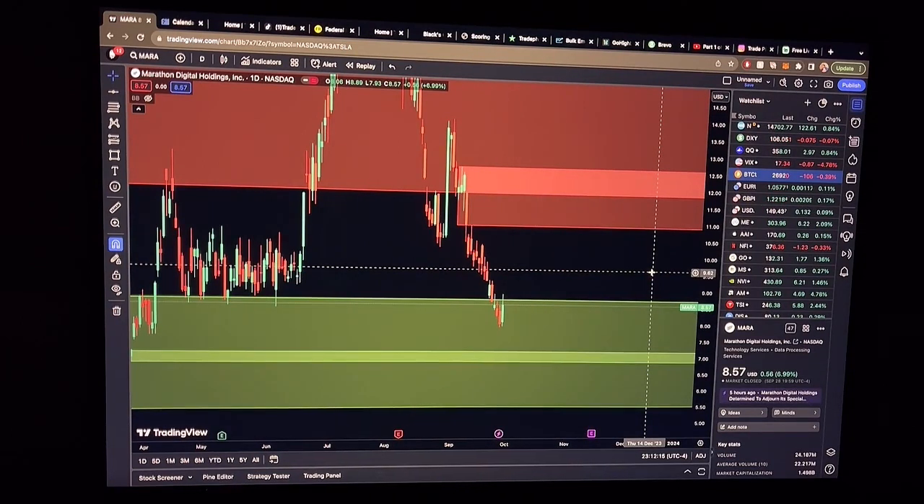Gotta wait. Yep, that's the whole nature of how I trade, guys. Because you gotta think, I'm more of a swing trader. I'm not like Mr. Blue who does a lot of day trading. So for me, I always wait. I set up trades ahead of time, and sometimes I wait a couple days, sometimes I wait a couple weeks for my trades to actually trigger.